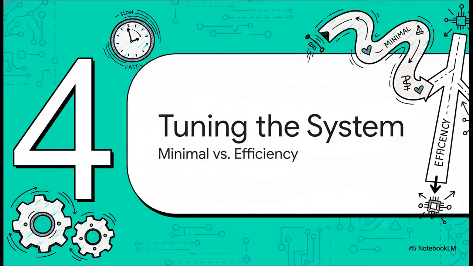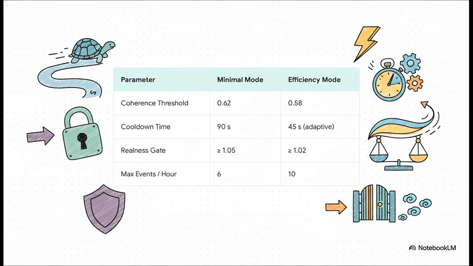But of course, a system that's this careful can't always be running at the same speed. So the UIM actually has two different operating modes designed for different situations. So here's a quick side-by-side. You've got minimal mode, which is the default setting. It's slower, it's more cautious, and all the thresholds are higher. Then you have efficiency mode. That one allows for faster processing, more events per hour, but it also slightly relaxes some of those rules. It's really designed to be used only when the system is already performing great and all the conditions are safe.